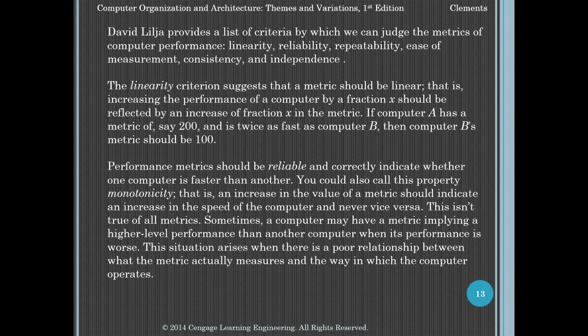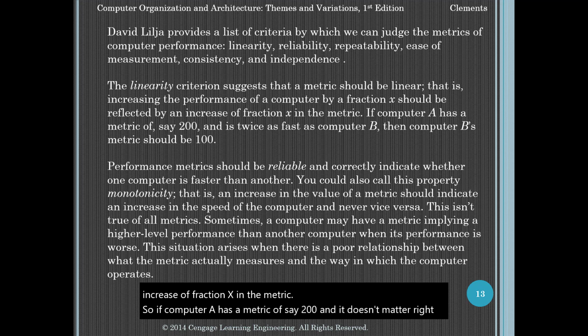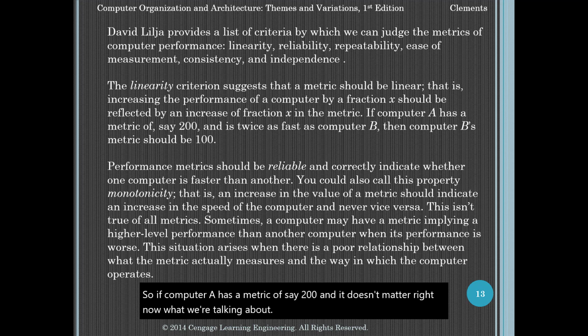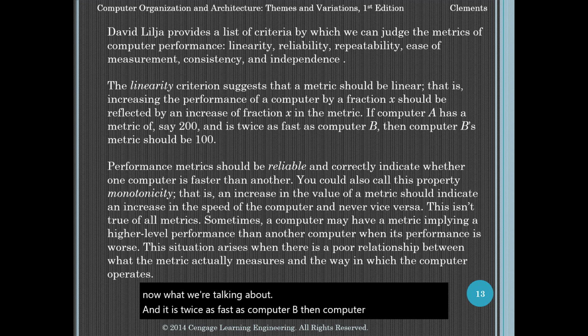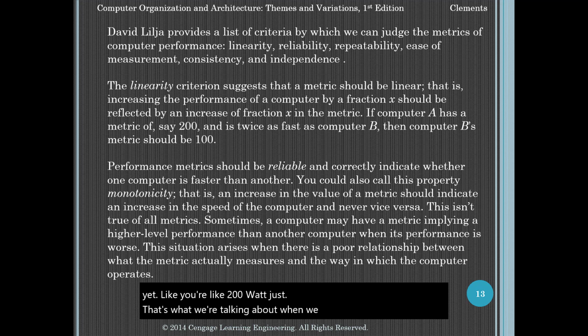Linearity suggests that a metric should be linear. So increasing the performance of a computer by a fraction x should be reflected by an increase of fraction x in the metric. So if computer A has a metric of, say, 200, and it doesn't matter right now what we're talking about, and it is twice as fast as computer B, then computer B's metric should be 100. And don't worry about what we're talking about yet. You might be thinking, 200 what? That's what we're talking about when we say linearity.